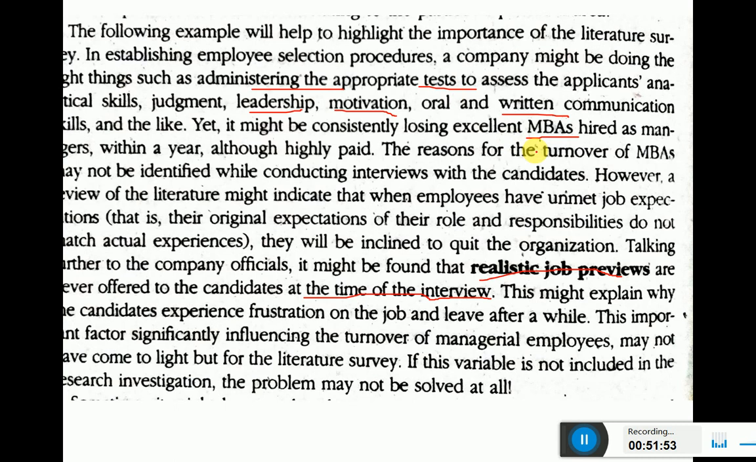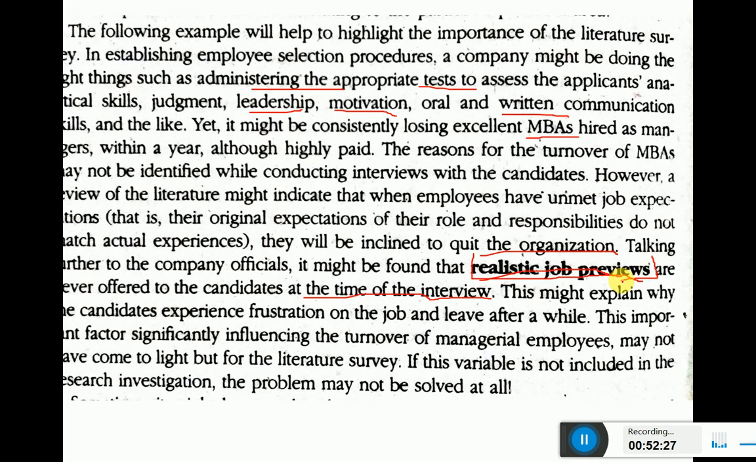What is the reason? To find it, before the interview, further literature review and further study of articles would show that at the time of the job, when the candidates were interviewed, a realistic job preview was not given to them. In HRM this is called RJP. What is RJP? RJP means simply that during the interview show the real picture of the job to the candidate.